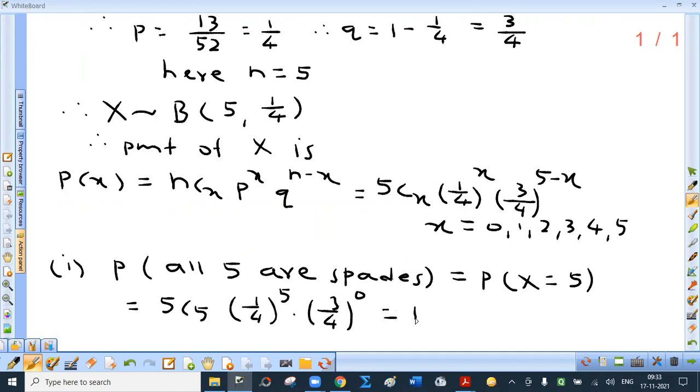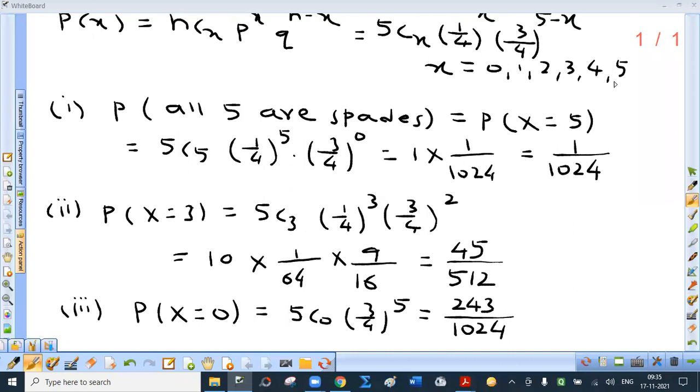What is 5C5? It is 1. So it is 1 raised to 5, that is 1, upon what is 4 raised to 5, means 2 raised to 10, 1024. Actually, if denominator is an integral power of 2, that rational number can be expressed as a terminating decimal, but you can write the final answer as 1 upon 1024.